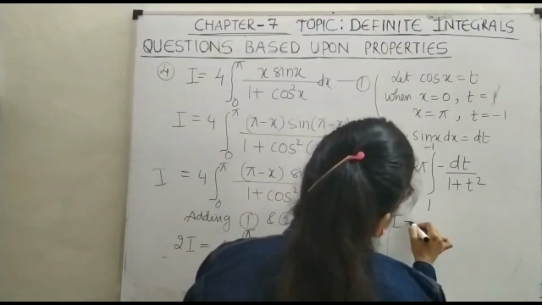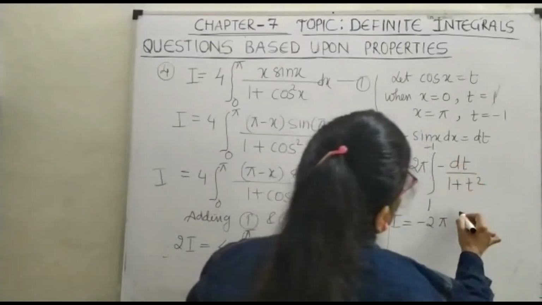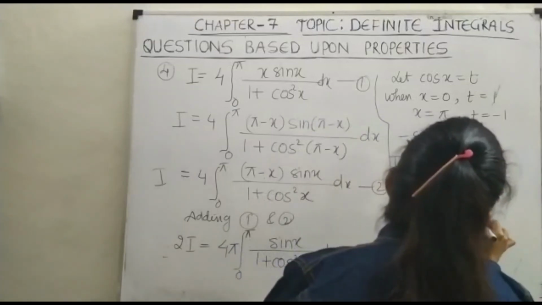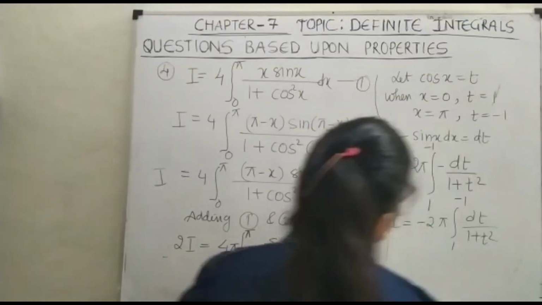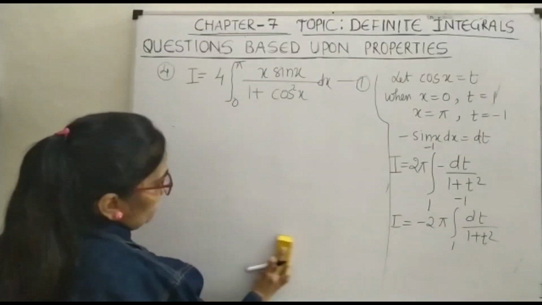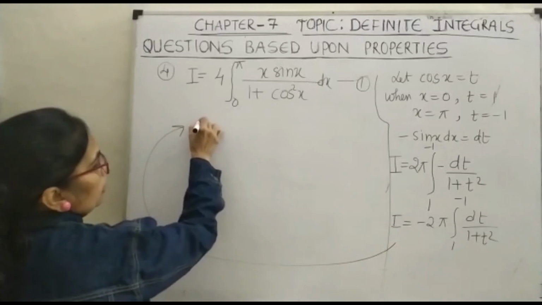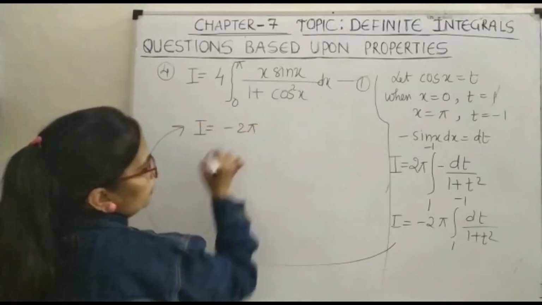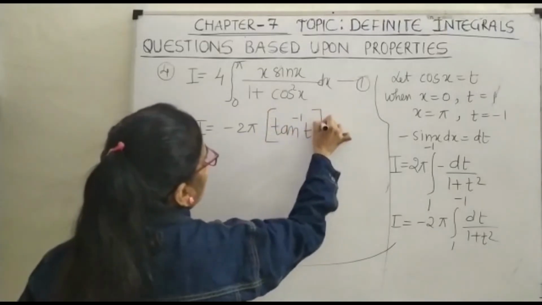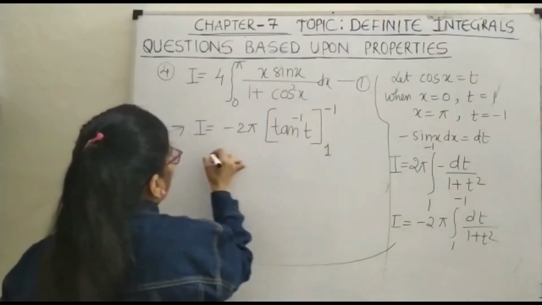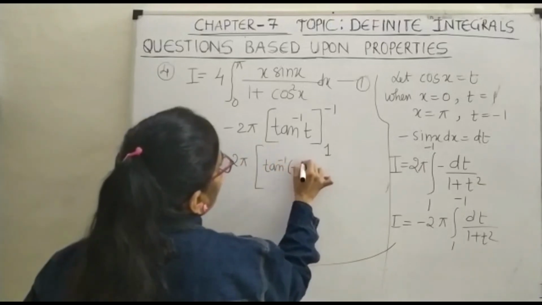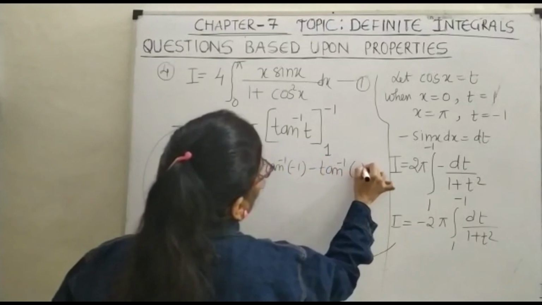So this is equal to I is equal to minus 2 pi, and the minus makes this plus, from 1 to minus 1 of dt upon 1 plus t square, right? After this, I is equal to minus 2 pi tan inverse t, that is from 1 to minus 1, minus 2 pi times tan inverse of minus 1 minus tan inverse of 1.